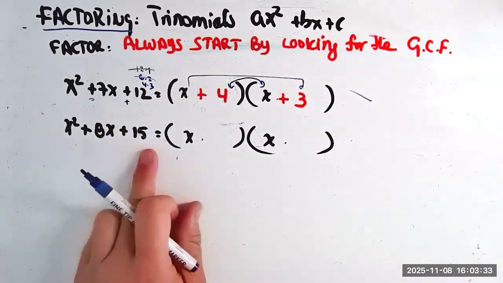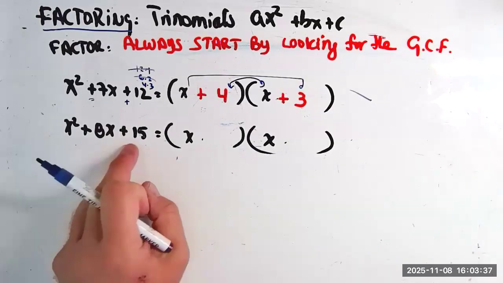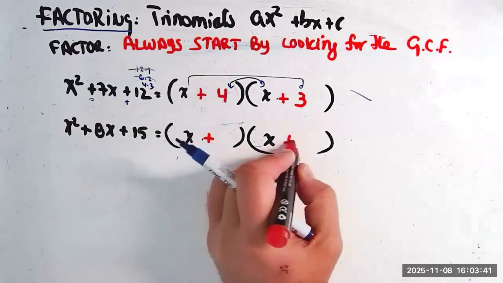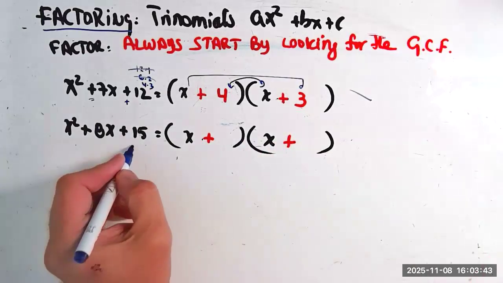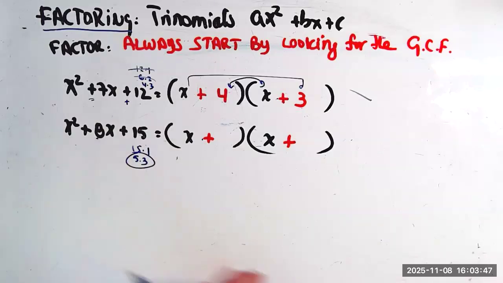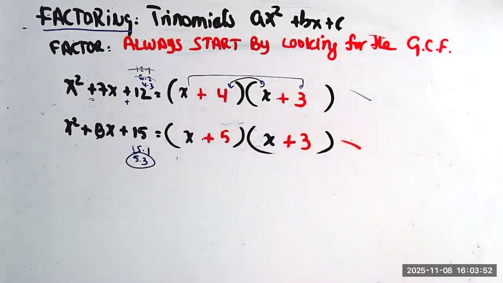Check. In this case, again, we need to find factors of 15. Notice that 15 is positive, b is positive, so both signs should be positive. Factors of 15: 15 times 1, or 5 times 3. 5 times 3 will be the proper candidate. 5 times 3, and we are done.